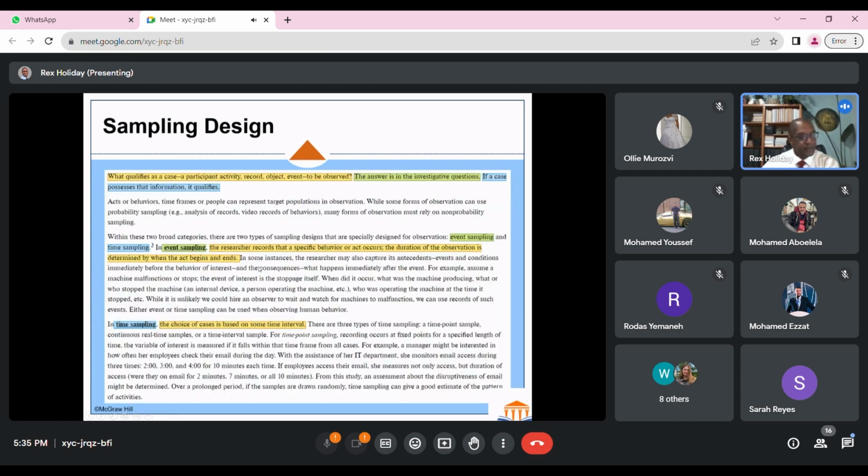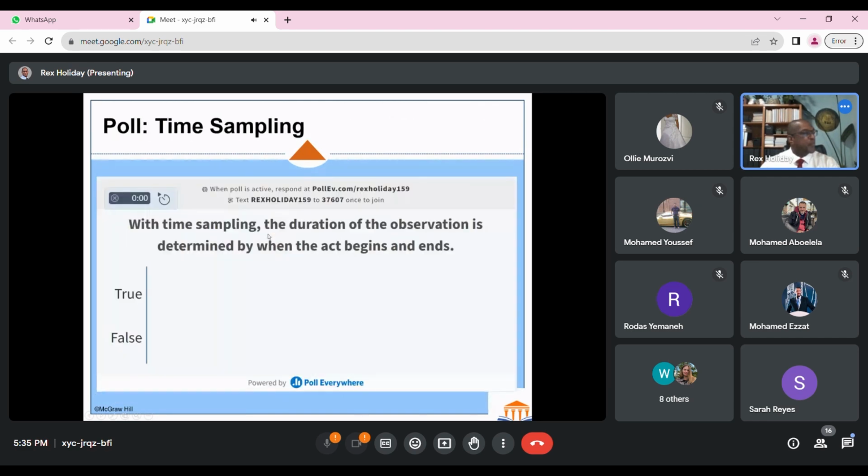So let's go to the next one. What qualifies as a case participation activity? Let's go back here. Event sampling and time sampling. Event sampling: the researcher records that a specific behavior or act occurs. The duration of the observation is determined by when the event begins and ends. And then time sampling: the choice of cases is based on some time interval. So it's event sampling and that.